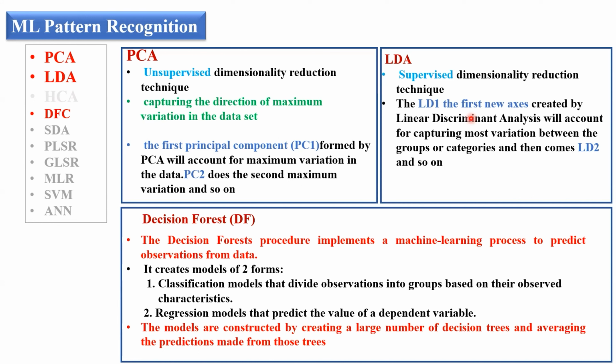The decision forest procedure implements a machine learning process to predict observations from the data. It creates models of two forms. One is classification models that divide the observations into groups based on their observed characteristics, and regression models that predict the value of a dependent variable. The models are constructed by creating a large number of decision trees and averaging the predictions made from those trees.